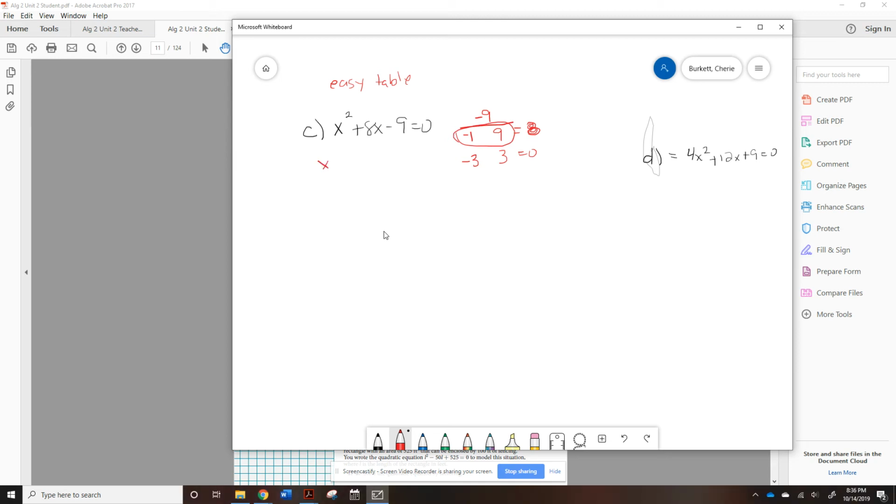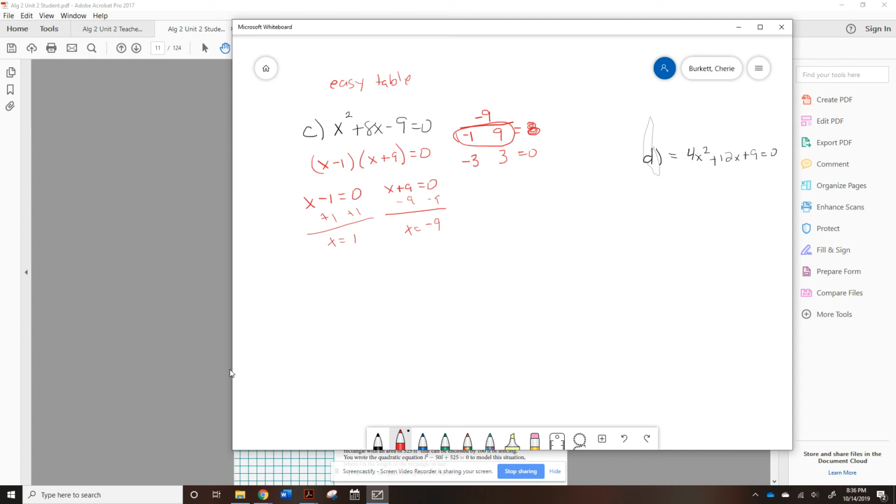So I'm going to do x minus 1, and x plus 9 is still equal to 0. The zero product property says I can take each one of the two factors and set them equal to 0 and solve. Add 1. x is equal to 1. Minus 9. x is equal to negative 9. So those are the two answers.